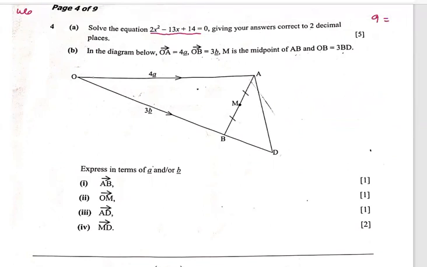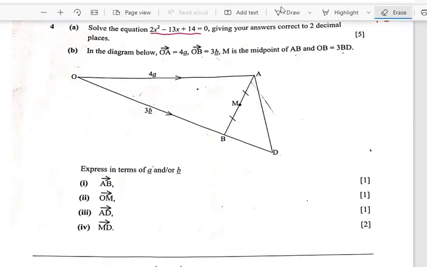In the diagram below, OA is equal to 4a, OB is equal to 3b. M is the midpoint of AB. And OB, where is the OB? OB is equal to 3BD. So let's deal with this part here. OB, this one, is equal to 3BD.